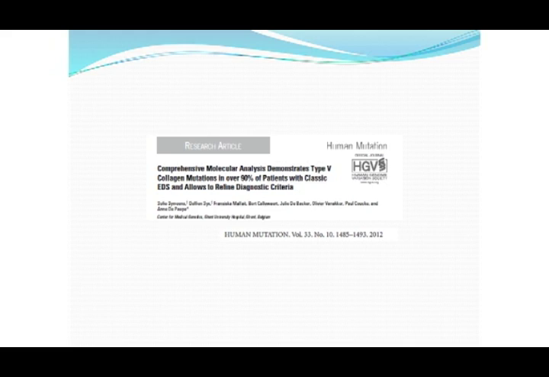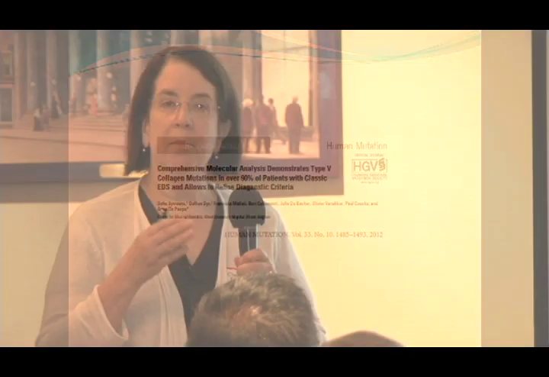Then type 2 was the mitis type, or relatively mild type. Those people had mild skin findings, also with joint hypermobility. And then type 3 was what became the hypermobile type, with relatively little in the way of skin findings. And when the Villefranche nomenclature was put together, they lumped types 1 and 2 into the classic type. And this paper from Dr.